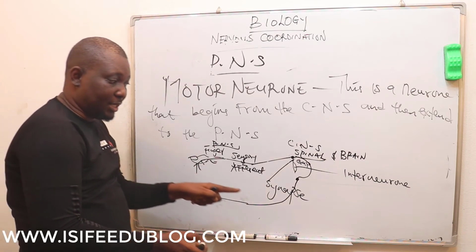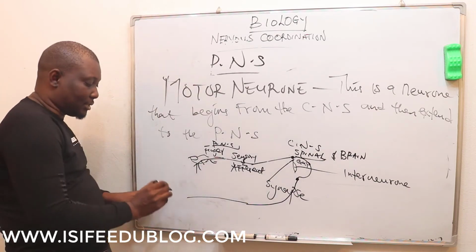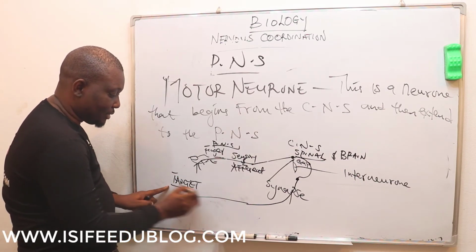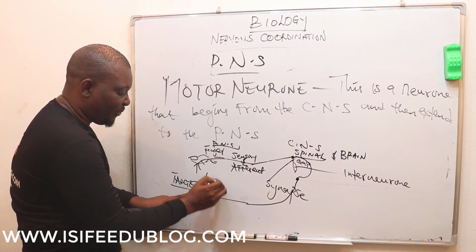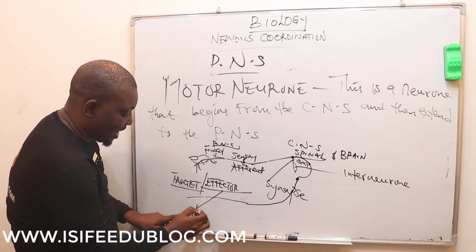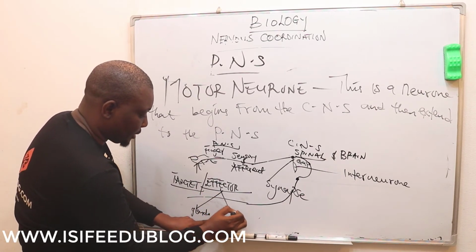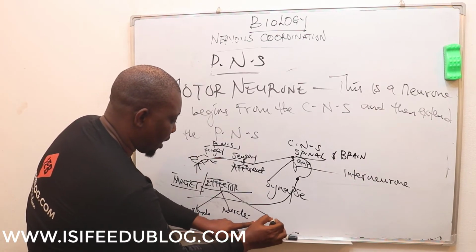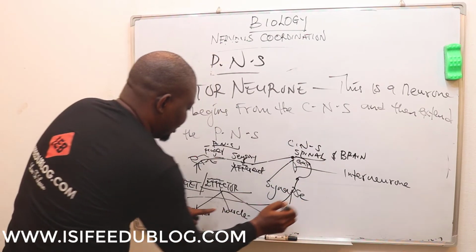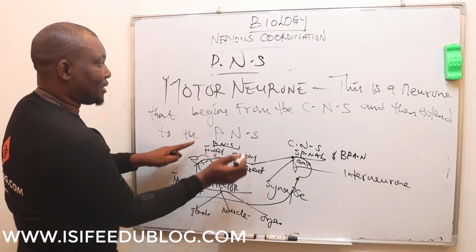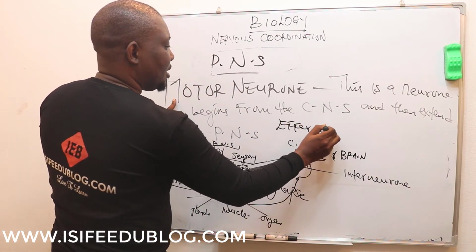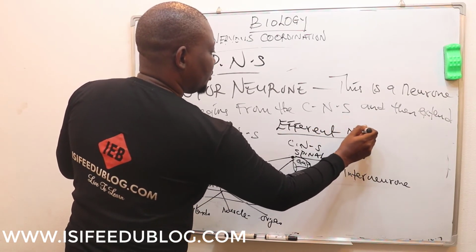PNS. But the PNS is now going straight to the targets. Going straight to the target gland. That target is what we call the effector. The effector. And those effectors can be glands, they can be muscles, they can be what? Organs. So because the motor neuron is moving impulses from the CNS to the effector target, we can refer to the motor neuron as what? Efferent. Efferent what? Neuron.